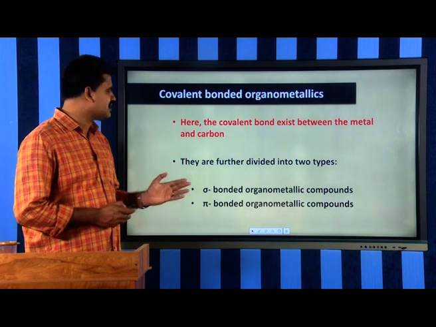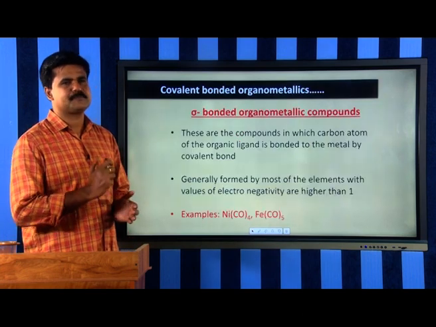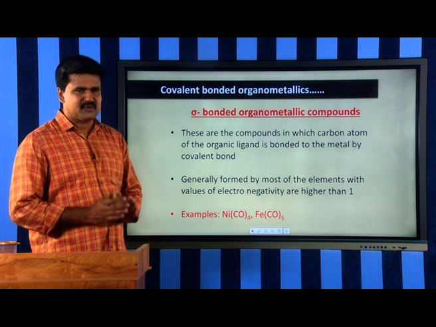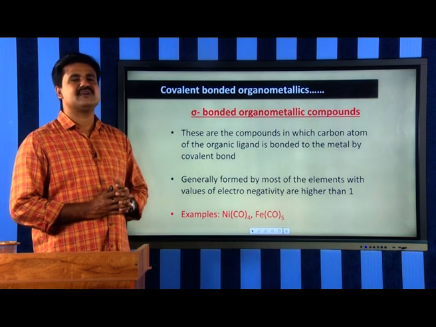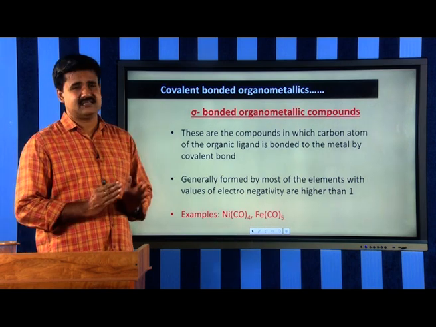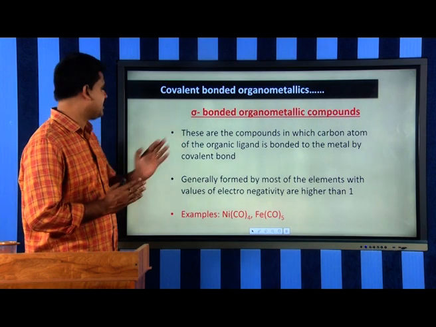Now we can enter into details of sigma as well as pi bonded organometallic compounds. First of all, sigma bonded organometallic compounds. These are the organometallic compounds in which the carbon atom of the organic ligand is bonded to the metal by a sigma bond or a covalent bond.